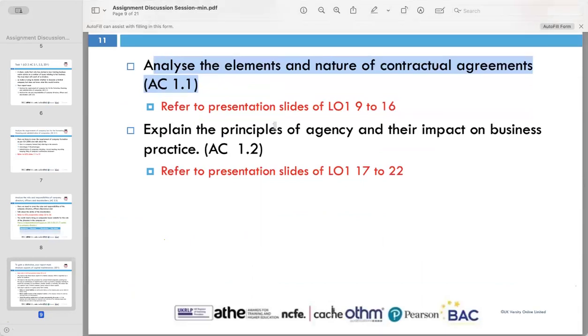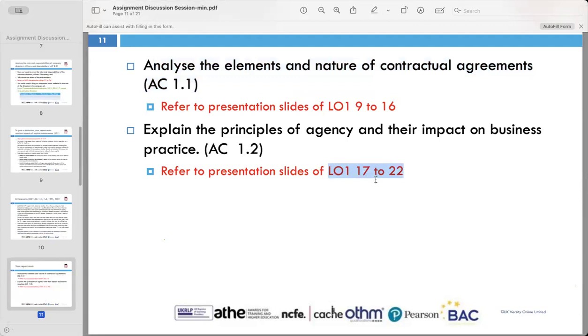So agency relationships and their impact on businesses. When you start this, you can write a definition of agency, explain the concept of agency and its relevance in business. Again, you can visit pages 17 to 22, learning outcome 1.